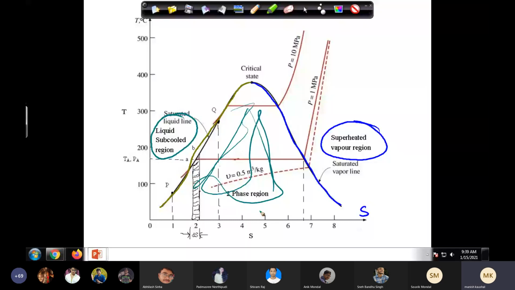Actually, in this TS diagram, if we take the area under the curve, what will we get? I have given you the definition of entropy. Can you guess? Heat. Simple, because dq is TdS.